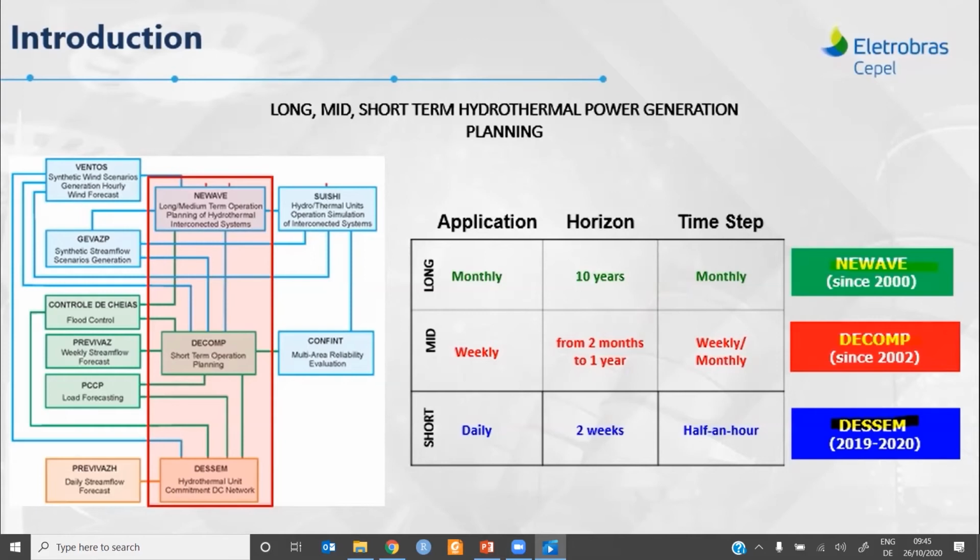And we can see that these two models, Ventos and Previvais, are connected to New Wave, the Comp, and the SAM, which means that we can use the results of the Ventos model and the Previvais model in the operation plan of the system. So today we're going to take a look at these two models, Ventos and Previvais, to know how they work.